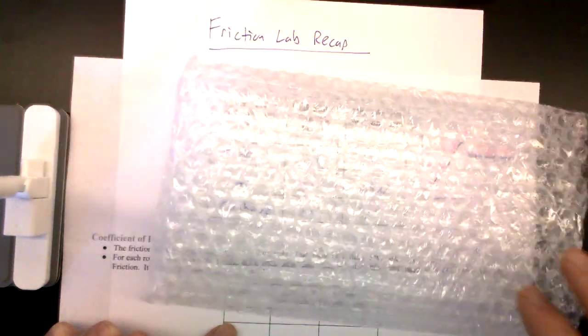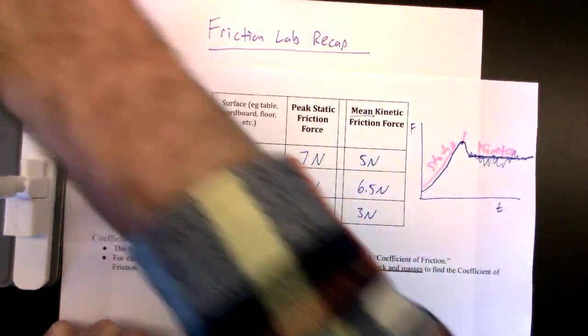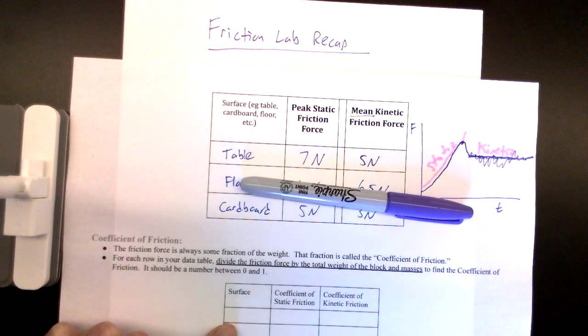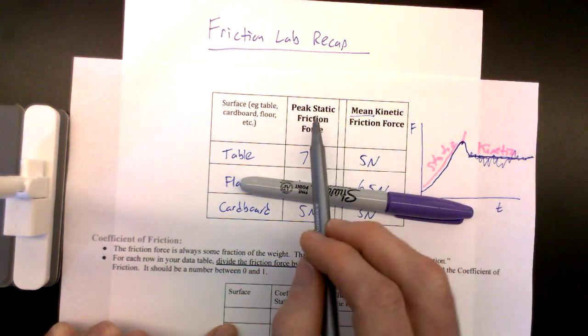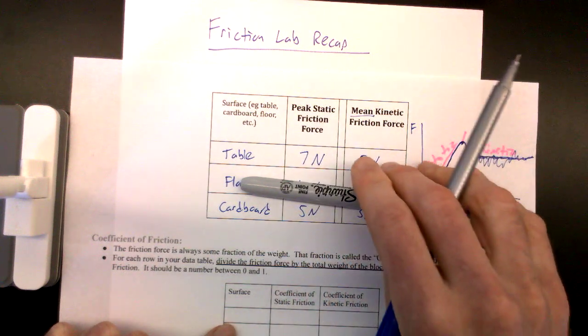What do I have here? A piece of bubble wrap sliding across is going to be a little bit stickier. A pen sliding somewhere is going to be a little bit smoother, right? So all these things are going to change what your peak static friction force is going to be and what your mean kinetic friction force is going to be.